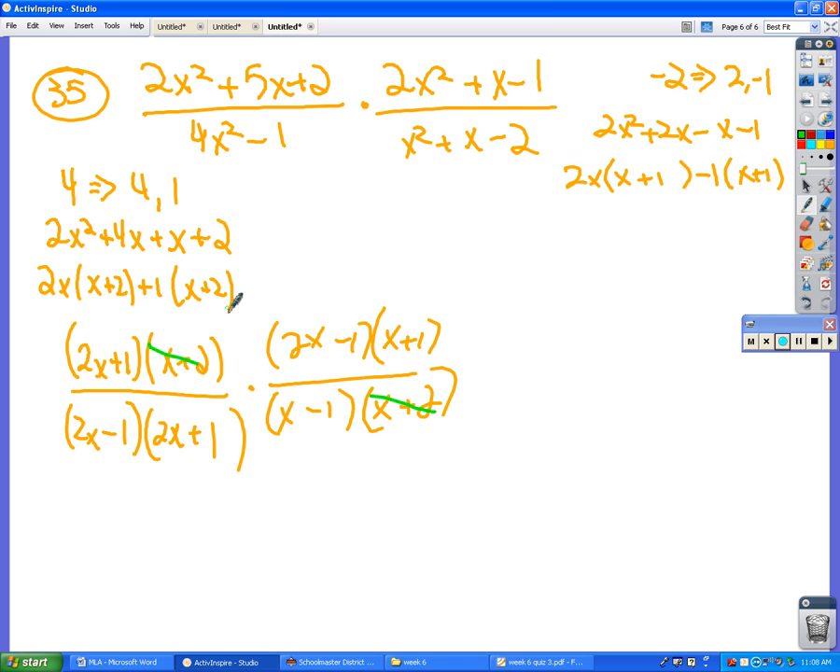Okay? So the 2x plus 1s cancel. The 2x minus 1s cancel. And you go, really? All that work just for x plus 1 over x minus 1? Why didn't they just say that in the first place? And of course, there'd be restrictions on the variables and all that kind of stuff.